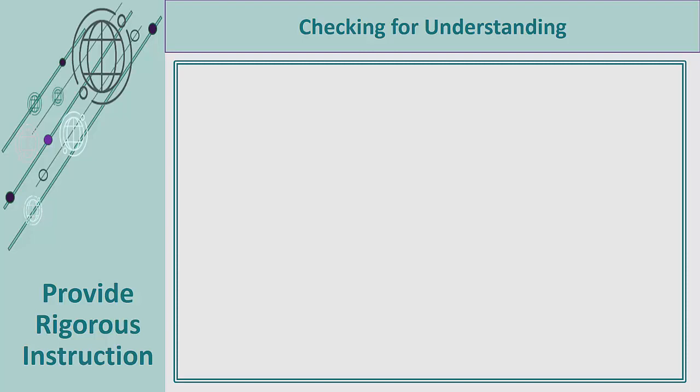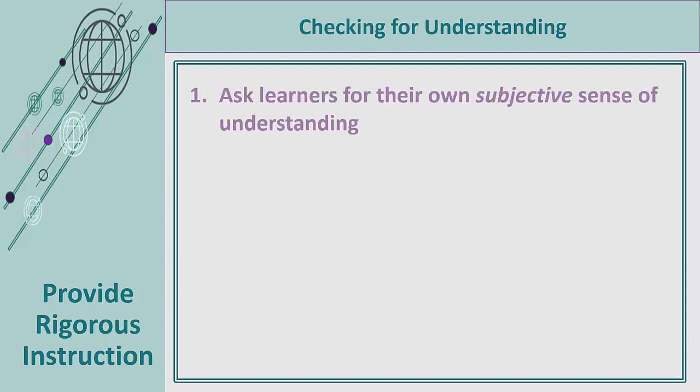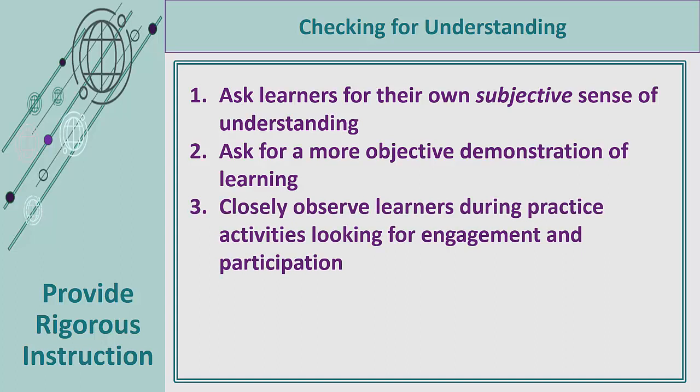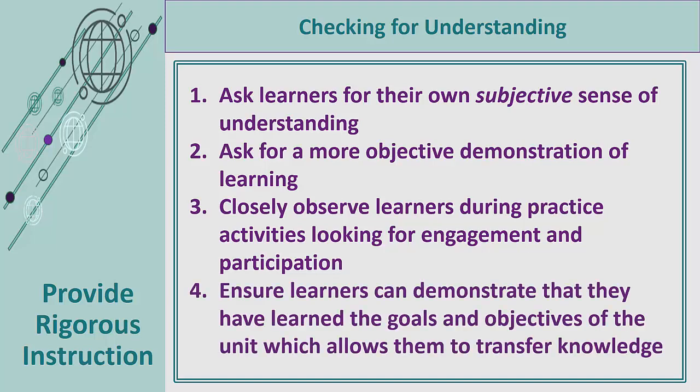While gradually releasing responsibility for learning to the learners, effective teachers check for understanding, regularly assessing learning before moving on to the next step. They ask learners for their own subjective sense of understanding. They may also ask for a more objective demonstration of learning through a short recall activity or a low-stakes quiz. They closely observe learners during practice activities to see that all are engaged and able to participate in the task.